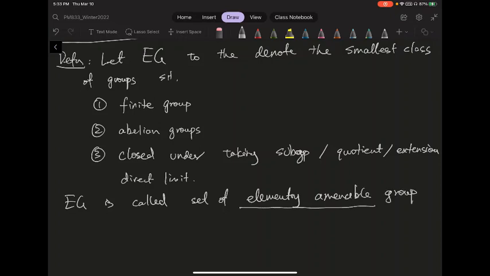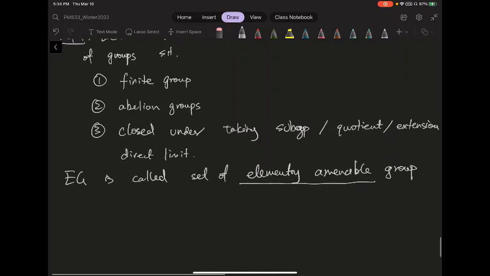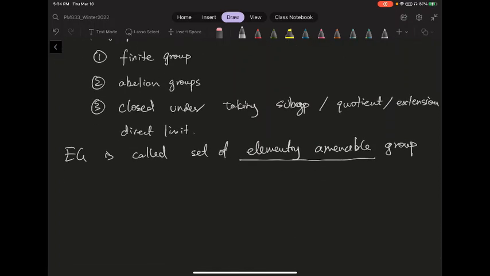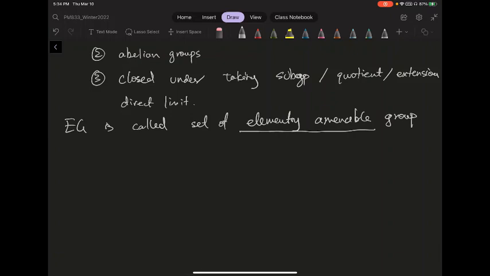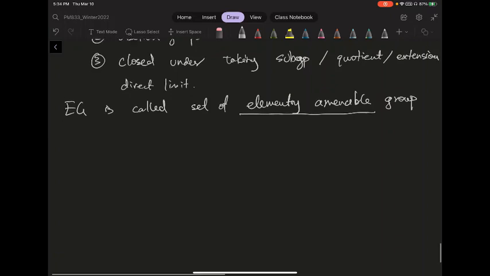So apparently, the first question you want to ask is whether this EG is the entire set of amenable groups. If it is, it just means amenability is really easy to compute. But as it turns out, this statement is false. There are some groups that are amenable but not elementary amenable. I'm not sure if we have time to go through an example, but there exists such a group.